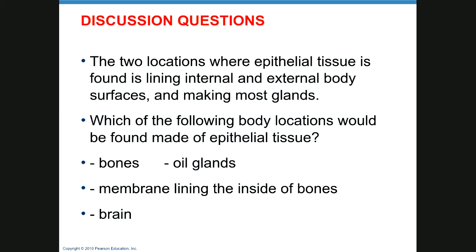Okay. So, for example, as you go through examples of structures in the body, you should be able to identify structures where epithelial tissue is found. So if it says oil glands, well, we already said that most glands are made of epithelial tissue, so oil glands will obviously be made of epithelial tissue. It says membranes lining the inside of bones. Okay, lining is the key word. So membranes are made of epithelial tissue. Okay.